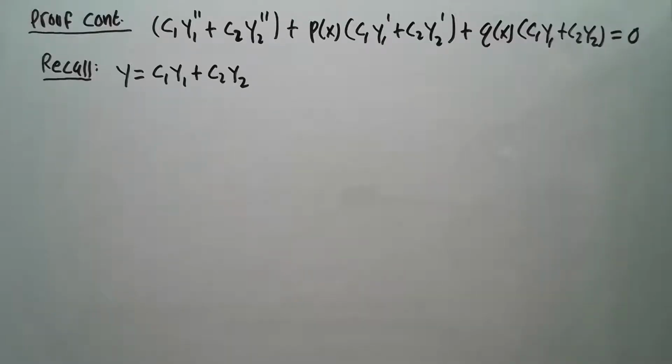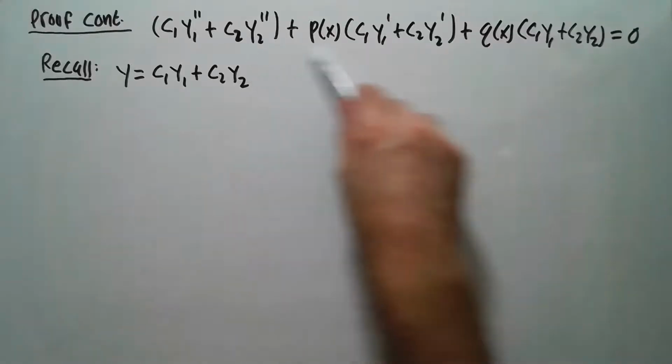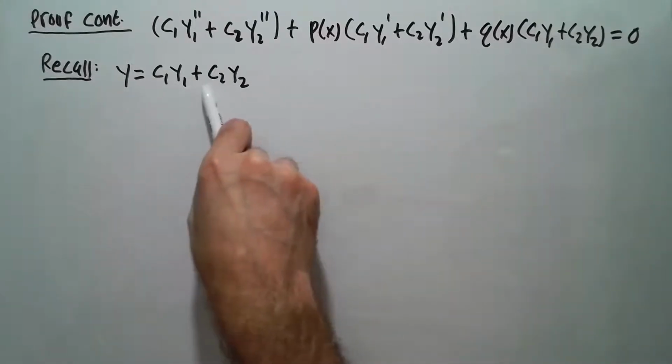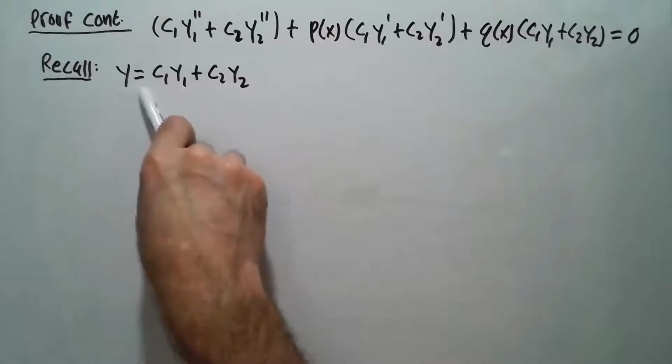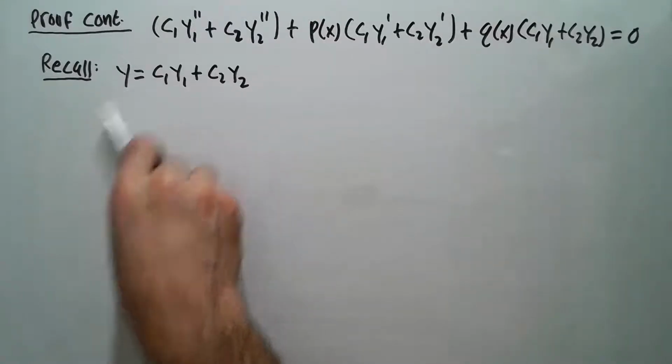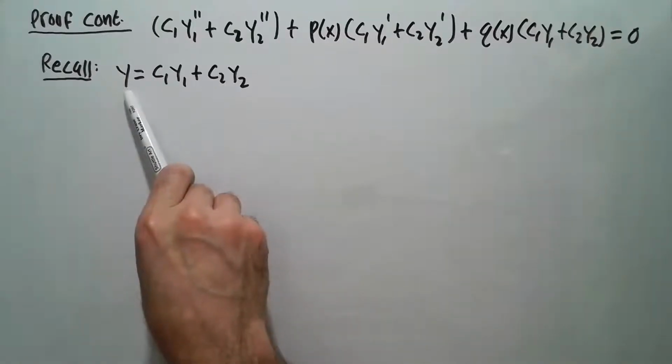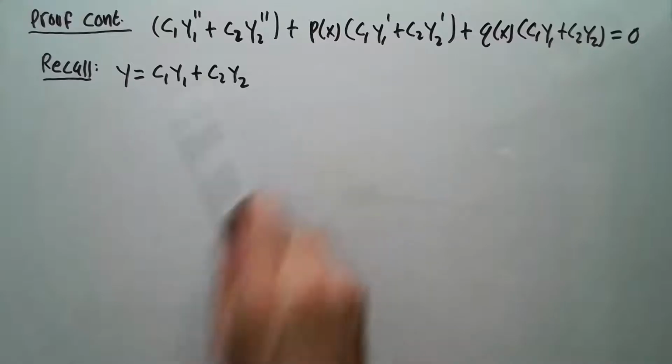Okay, so here's the proof continued. Here's where we left off up here. And recall our y equals c1 y1 plus c2 y2. This is what we're trying to show is a solution of the differential equation. So let's look at what y prime would equal. Let's compute y prime right here.